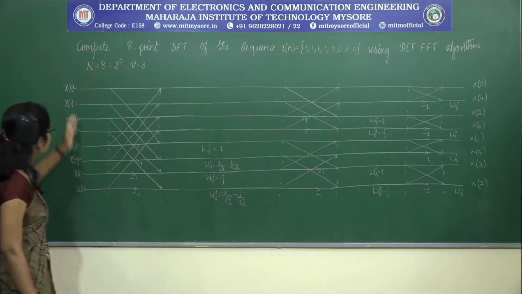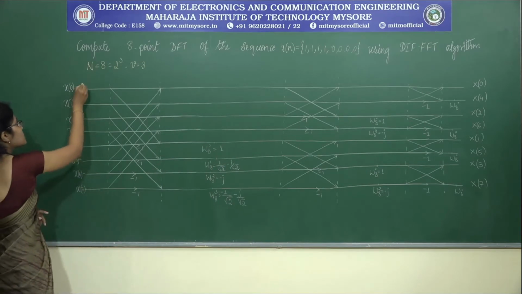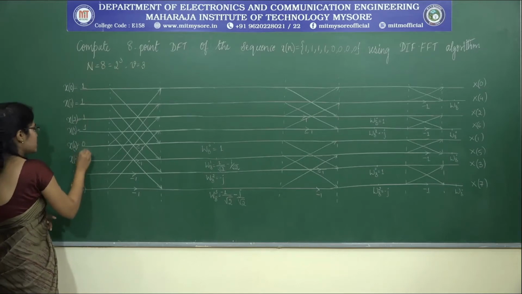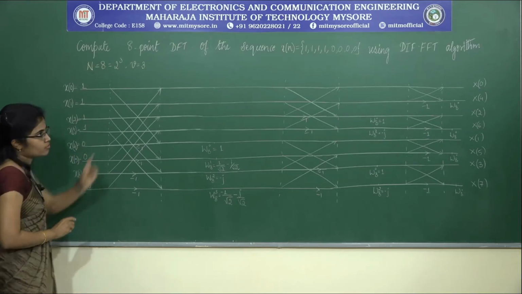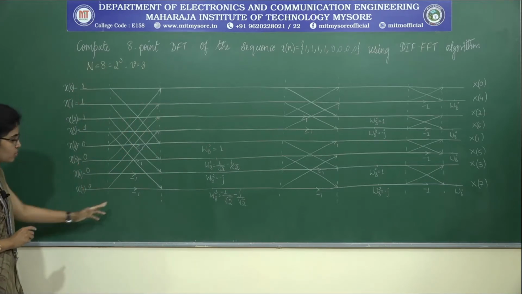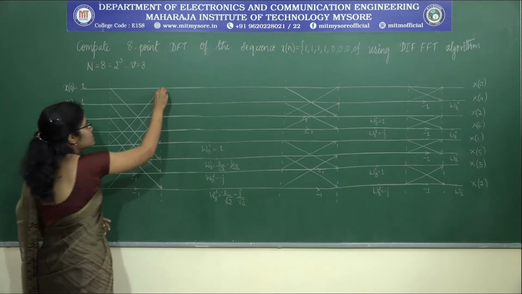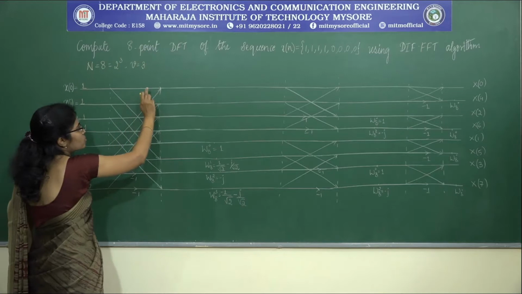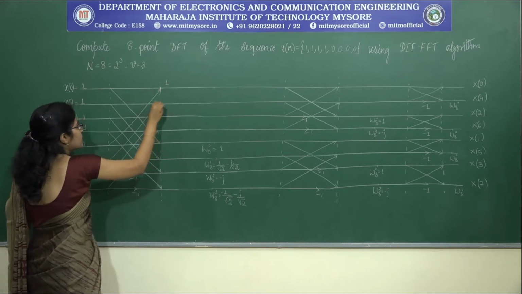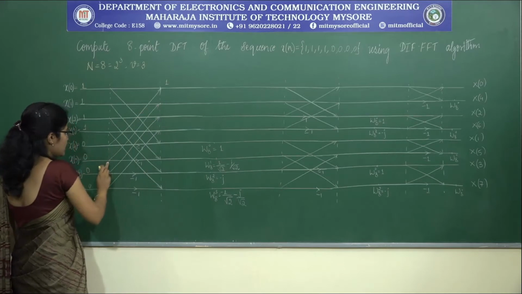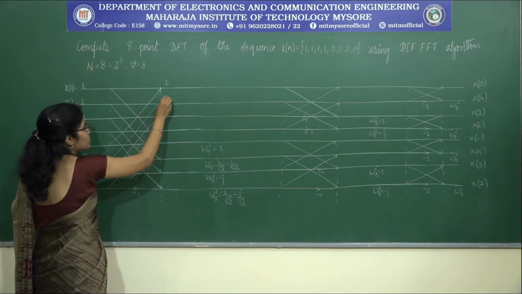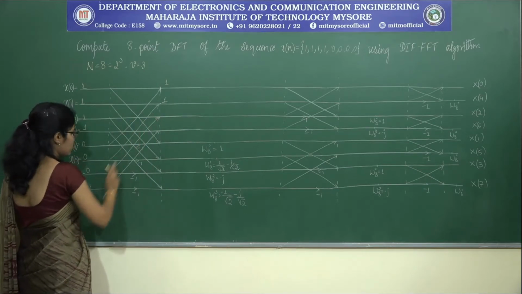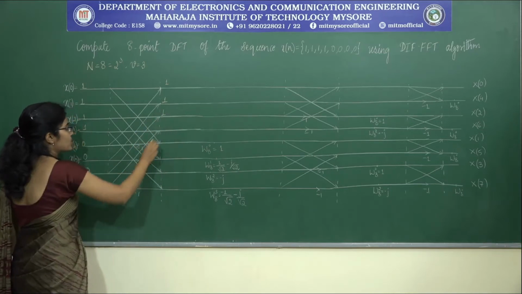Okay. Now first let me tabulate the values. So x of 0 is 1, x of 1 is 1, x of 2 is 1, x of 3 is also 1. The rest of the values are equal to 0. So from the sequence I have tabulated the input for stage 1. Now standing at this point, the signal coming from this branch is 1, the signal coming from this branch is 0, 1 plus 0 is 1. Similarly, here the signal coming is 1, and from this point it is 0, so 1 plus 0 is equal to 1. Similarly, at this point the signal coming here is 1, and from this branch it is 0, 1 plus 0 is 1.